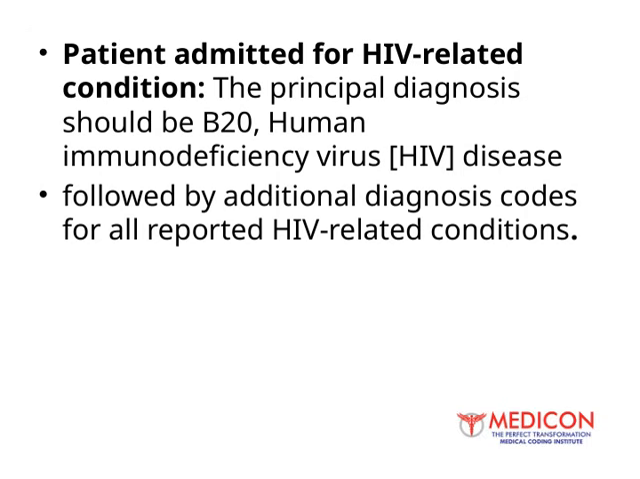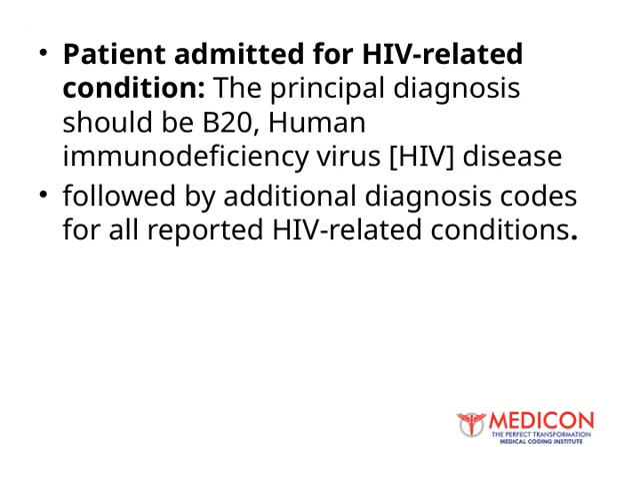When a patient is admitted for an HIV-related condition, the primary diagnosis we assign should be B20, which stands for human immunodeficiency virus disease. This means that HIV itself is the main reason for the hospital stay or treatment. Additionally, we need to include all other HIV-related conditions the patient has in our coding. These are listed as secondary diagnoses and help provide a complete picture of the patient's health situation.